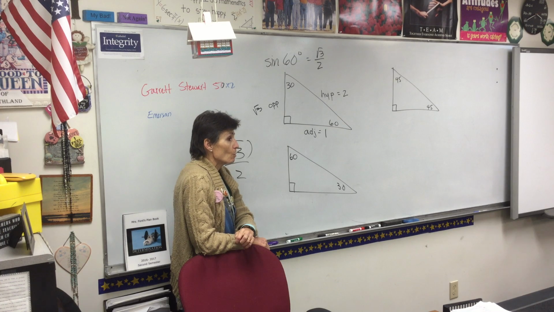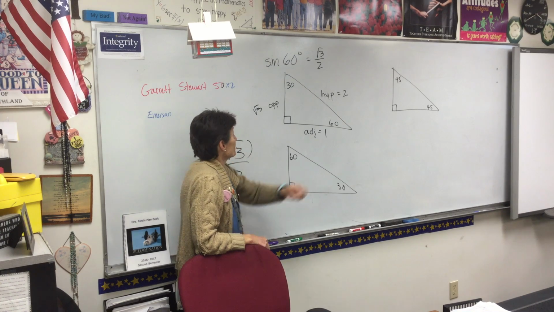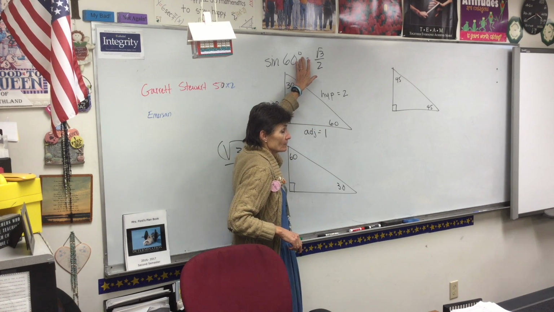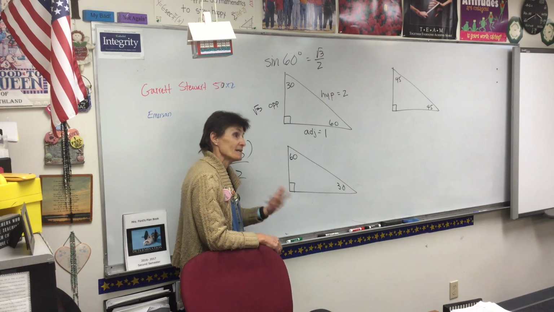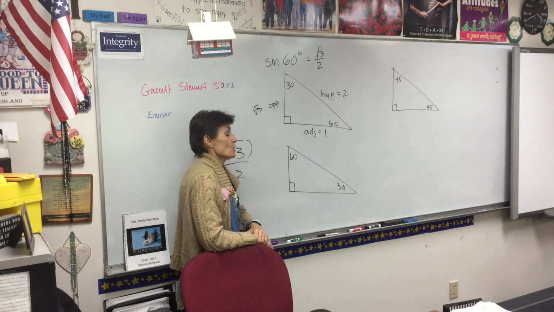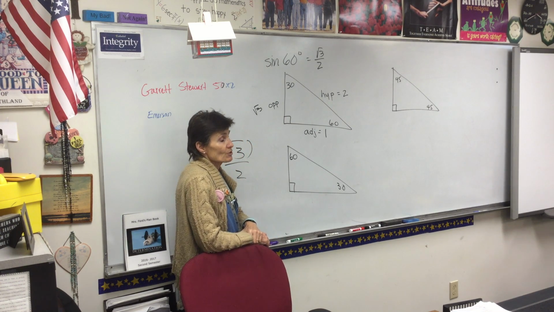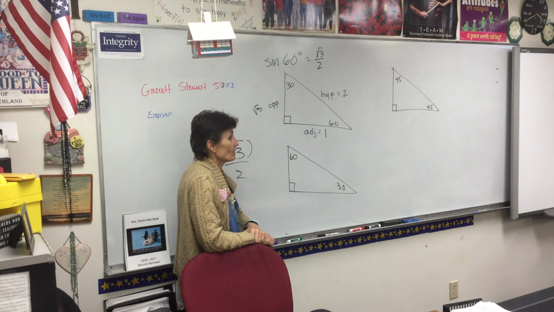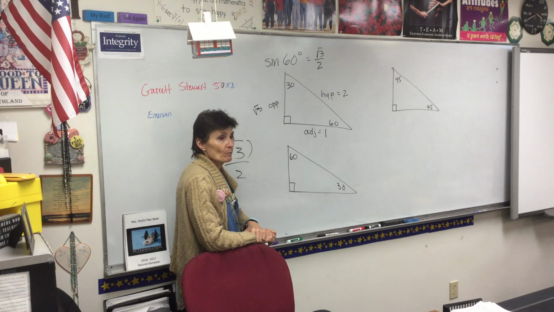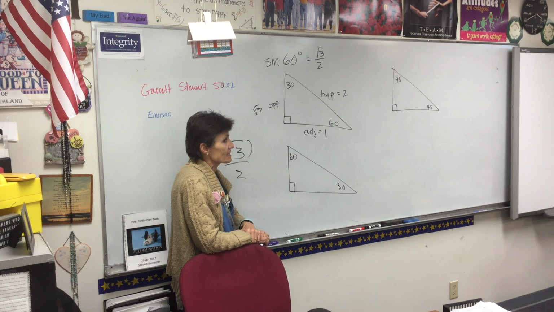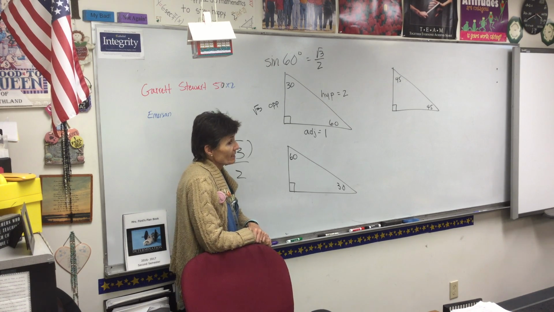You need to go to mode, and you need to make sure that degrees is highlighted, because this is a degree measure. Otherwise, you were finding the sine of 60 radians, which would be an entirely different problem. So if we're going to be entering degrees into our calculator, it must be set in degrees. If you're going to be entering radians, then it's okay to have it set in radians, okay? All right, so big lesson there. Pay attention to what mode you're in.